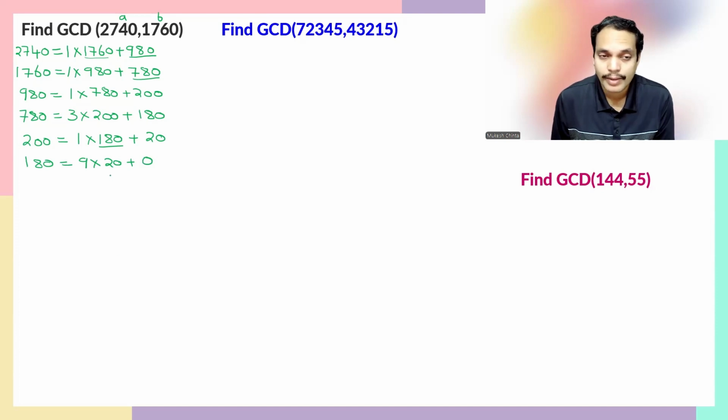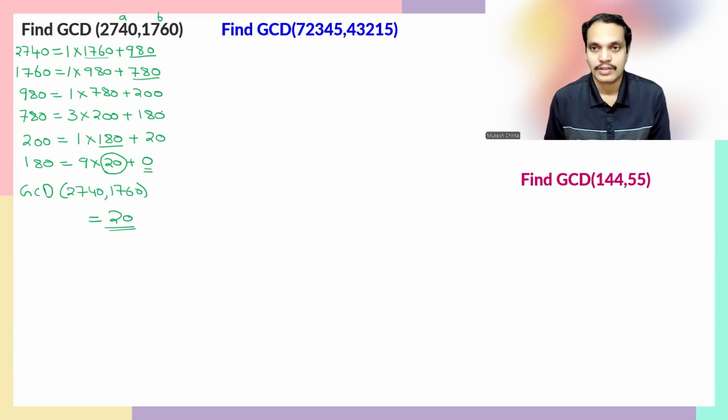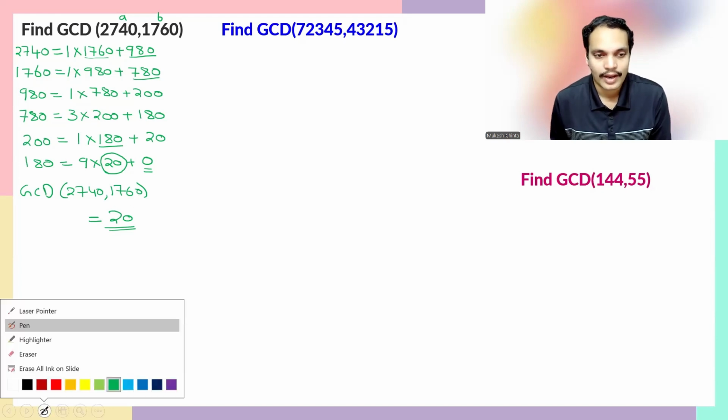So now what will be my GCD here? The value which is left as B once the remainder comes as 0. So using this algorithm, what I can say is GCD of 2740 comma 1760 is 20. You can try the other methods also to verify your answer if you are interested. But this is the answer that we got using this particular method, and I cross-verified it. This is the right answer.